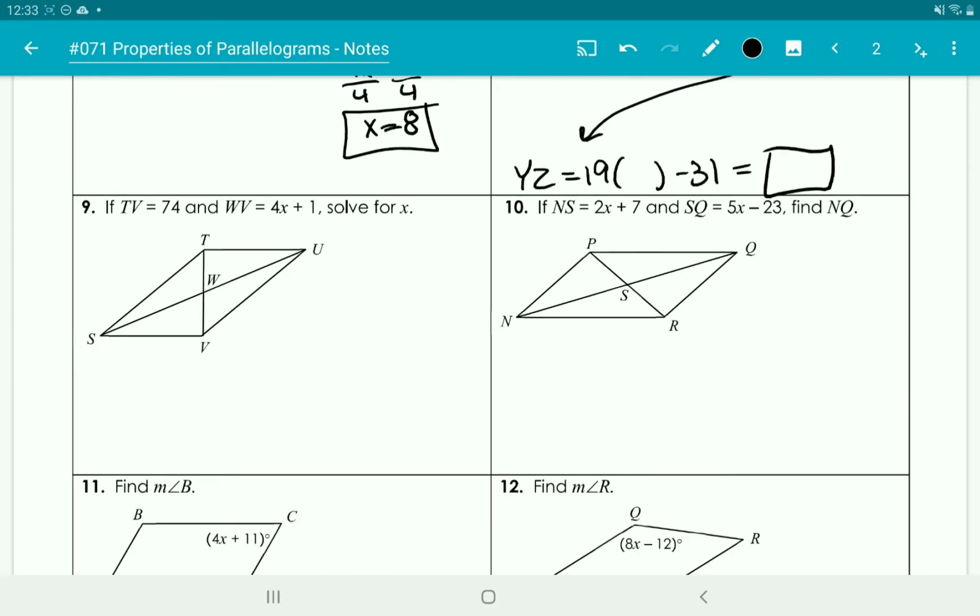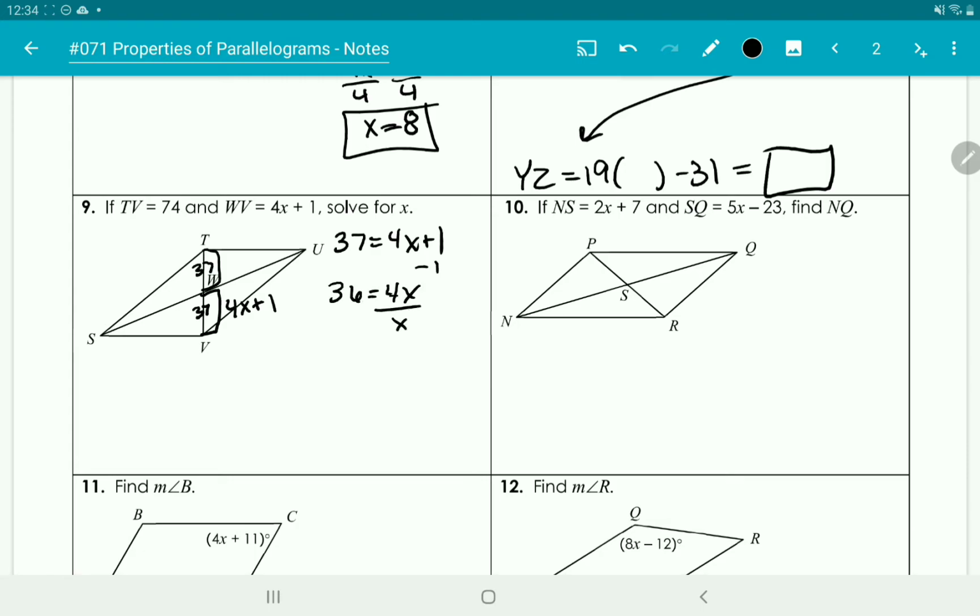Number 9. If TV is 74, so the whole thing's 74, if we half it, we know that half of 74 is 37, so each of these are 37. And we know that WV here is also 4x plus 1. Solve for x. So we know that these two are going to be the same because they're the two halves of the diagonal. So we'll have this 37 equals 4x plus 1.